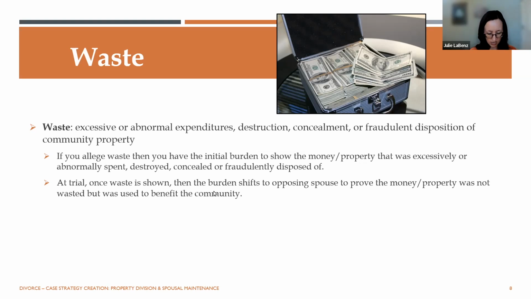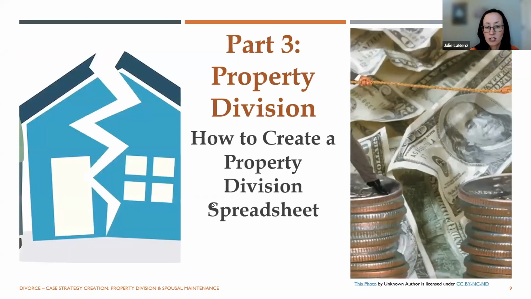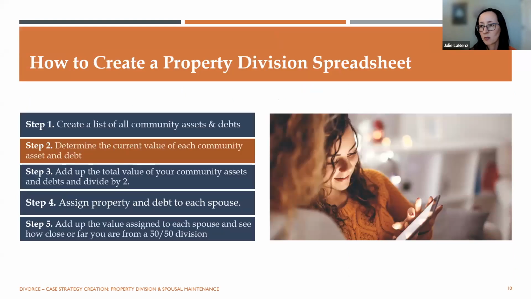Okay, so that's waste. Now let's talk about how to create a property division spreadsheet. This is something that I use, and this isn't necessarily something you're going to find through the court's documents. There's no order to create this. You're not required to exchange this particular document with the other side. The court does have one form called an inventory of assets and debts, which is similar to this, but I organize it a bit differently to include values and adding up numbers. And I'll show you all of that in a minute.